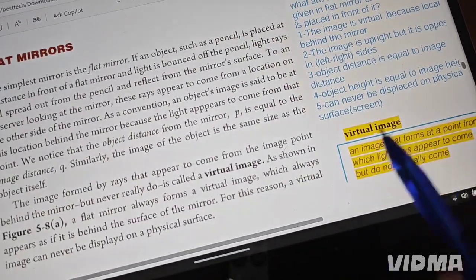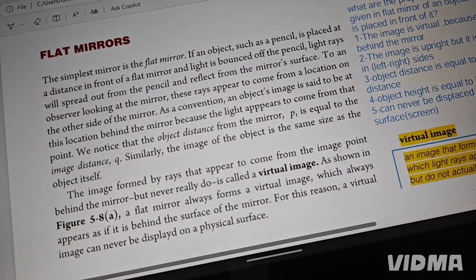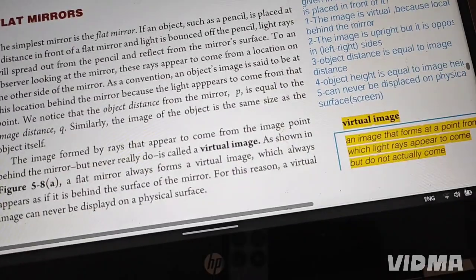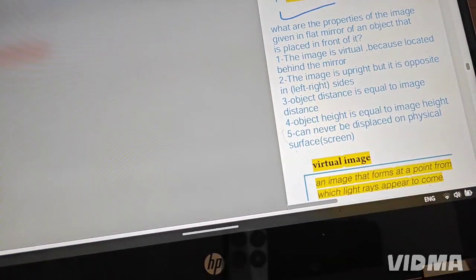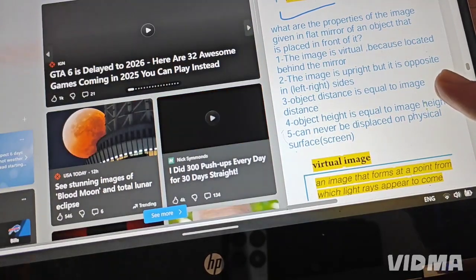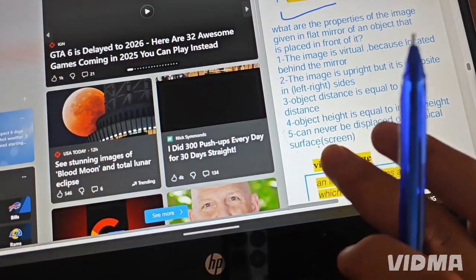Now we are going to study another part here that is called flat mirror. Flat mirror. What is the meaning of flat mirror? Just wait a minute.